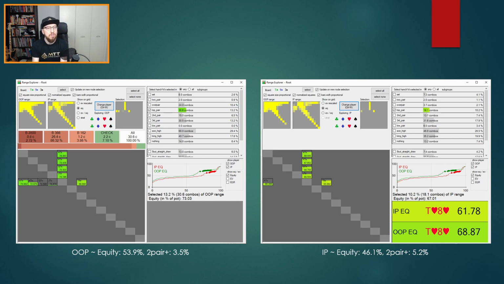So at the bottom, you can see I've put out of position equity 53.9%. So we've got more equity already, but two pair plus is only 3.5%. You can see at the top as well. So you've got 2.6% sets and 0.9% two pair.